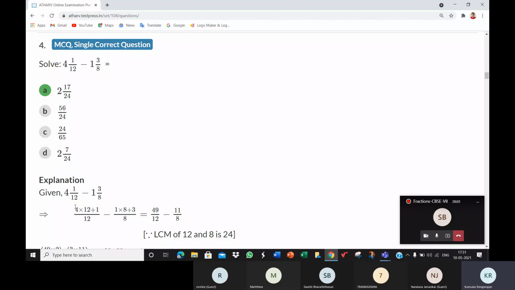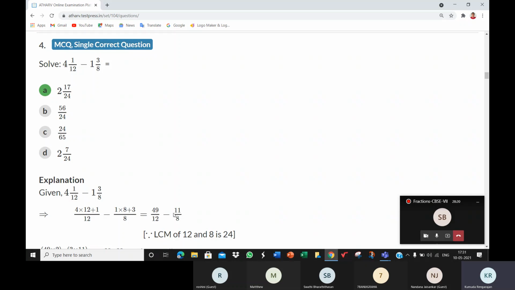See it, children, this one. So this is a mixed fraction. Here we're trying to convert it to an improper fraction. This is the process. This is how we convert it to an improper fraction. And the answer here is equal to 4 12s are 48 plus 1, 49 by 12.